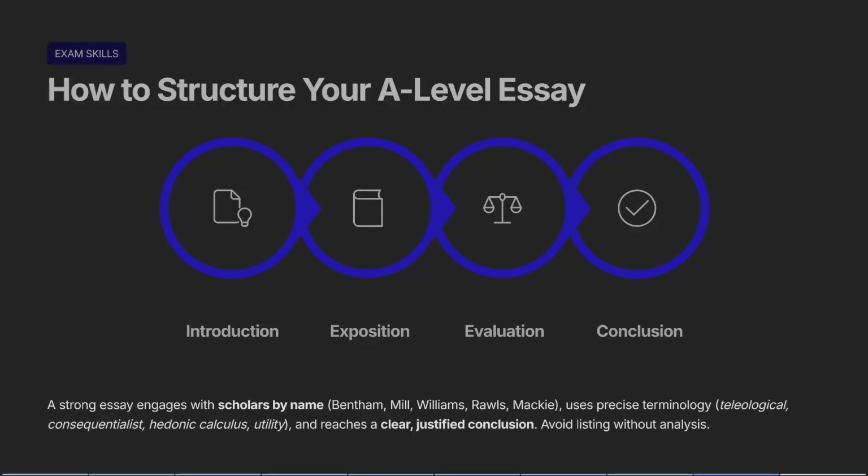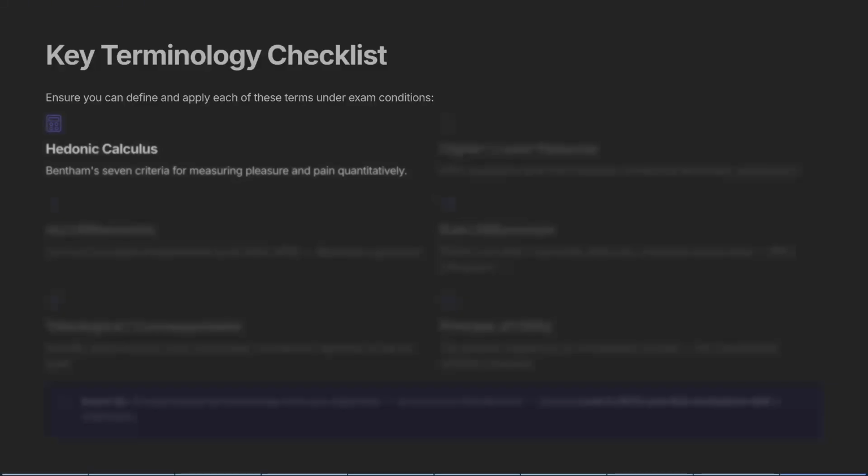So you're going to engage with scholars by name: Bentham, Mill, Williams, Rawls, Mackie, etc. Use precise terminology: teleological, consequentialist, hedonic calculus, utility, and reach a clear, justified conclusion. Avoid listing things without analysing them. And so finally, I've given you a key terminology checklist here that you should understand for the exam and be comfortable explaining key terms and applying them.